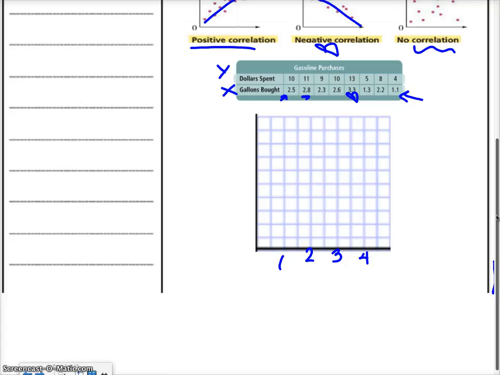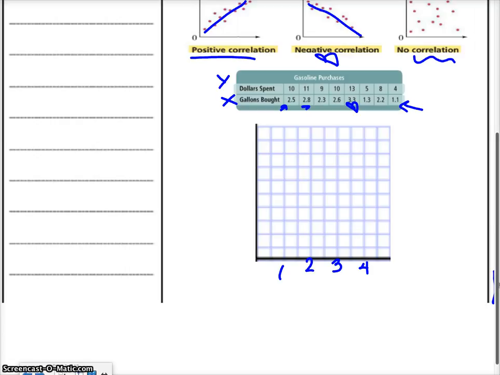Now I have to look to see what my values for Y need to be. What's my highest value? 13. And my lowest is 4. I'm thinking 2's. Okay? So 2, 4, 6, 8, 10, 12, 14. I'm just going to go up to 16. Reminding myself this is the dollars and this is the gallons.